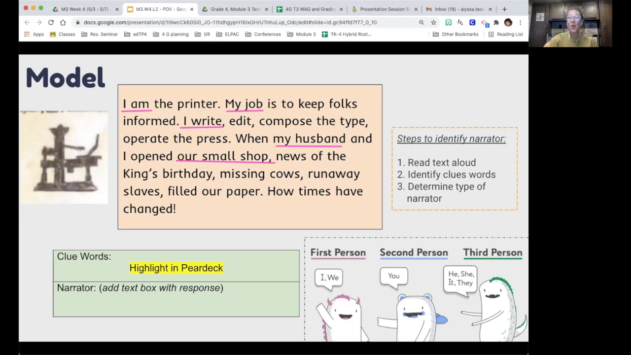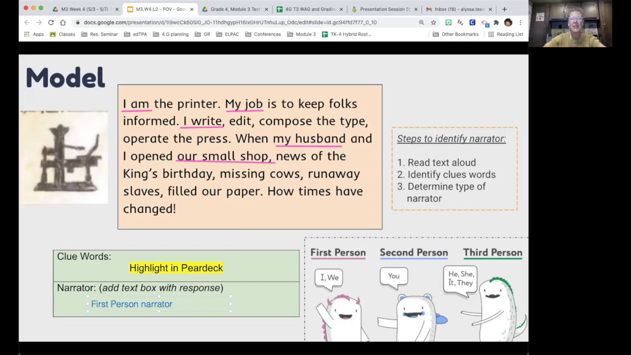I agree with so many of those Kipster responses I saw in the chat. I also think it is a first person narrator. I know this because when I reviewed my clue words, I saw that the first person narrator is using a lot of their own perspectives and views of the world because she's talking about herself, her husband, her printing shop.